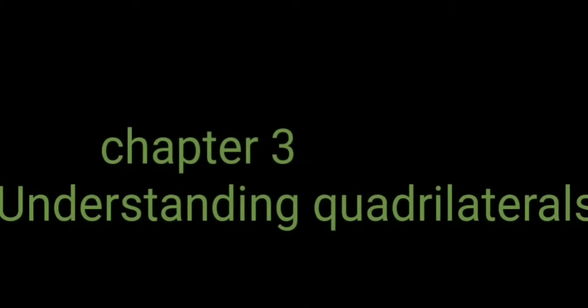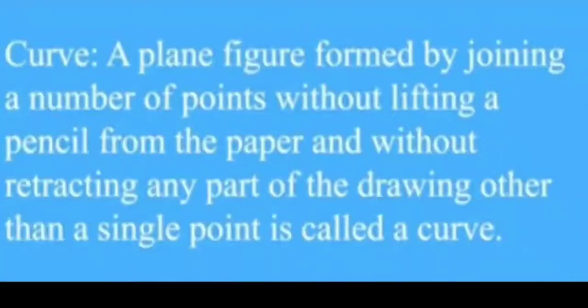So scholars, today we are starting chapter number 3, understanding quadrilaterals. So you know that the paper is a model for a plane surface. When you join a number of points without lifting a pencil from the paper, you get a plane curve. We can also draw a straight line without lifting a pen. A straight line is also a curve.